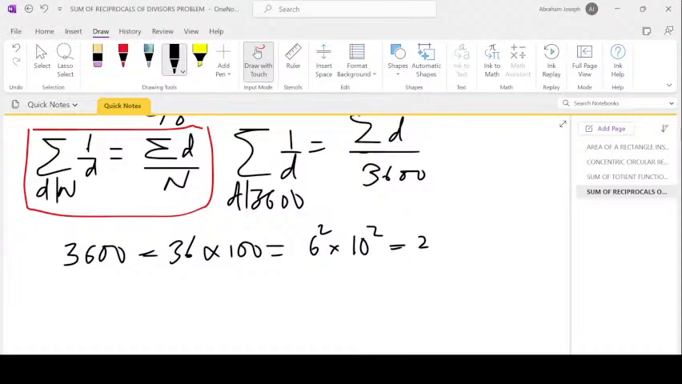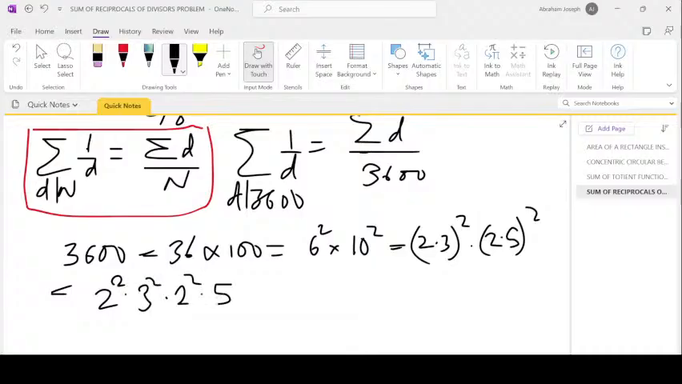So 6 is 2 times 3, all raised to power 2, multiplied by 10, which is 2 times 5, raised to power 2. So this is going to be 2 raised to power 2 times 3 raised to power 2 times 2 raised to power 2 times 5 raised to power 2, which is going to become 2 raised to power 4 multiplied by 3 raised to power 2 times 5 raised to power 2.